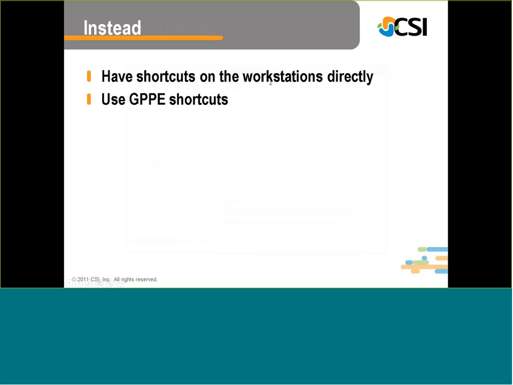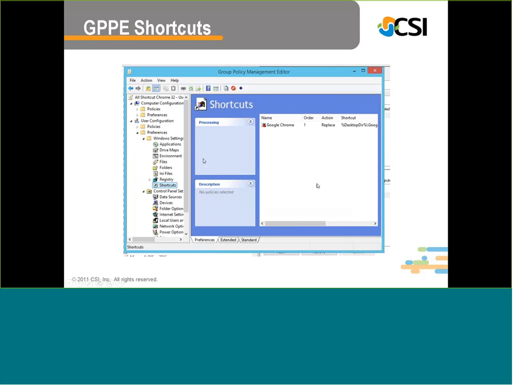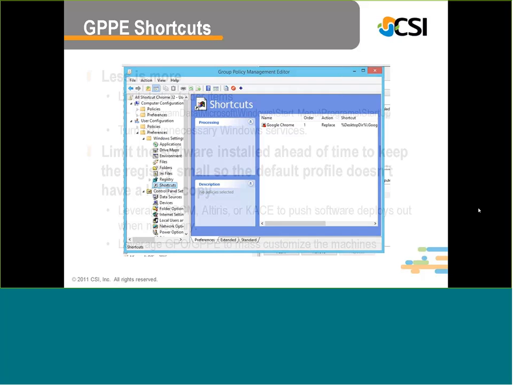So instead of shared desktops and start menus, either just have your shortcuts on the workstations, in your golden image, or use GPPE. GPPE shortcuts. Here's an example from, I think this is Tri-Valley. So it's user configuration, preferences, Windows, shortcuts, and we've created a shortcut for Google Chrome, it was 32-bit Google Chrome, to put it on the desktop. That's the right way to do it.